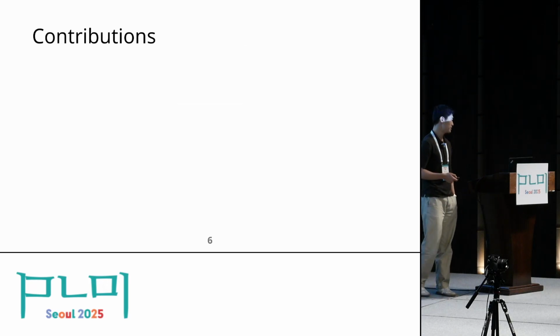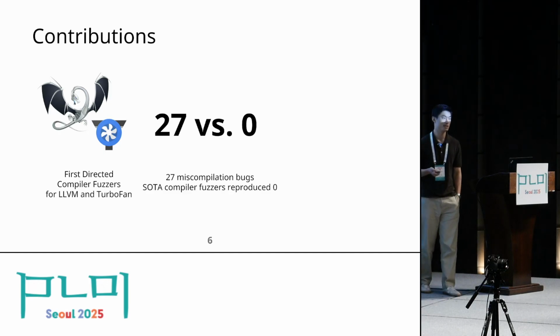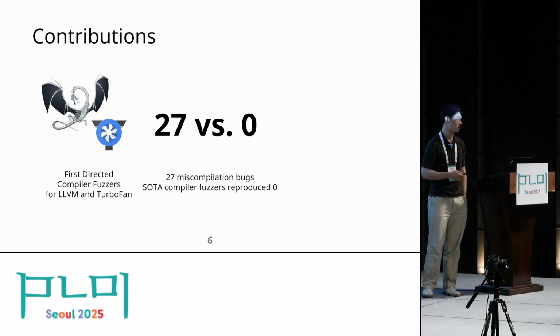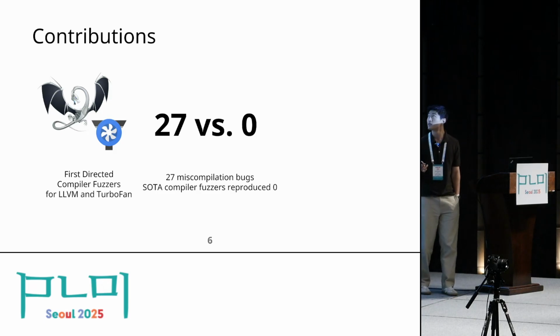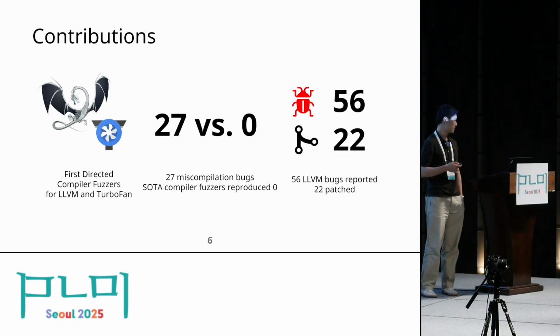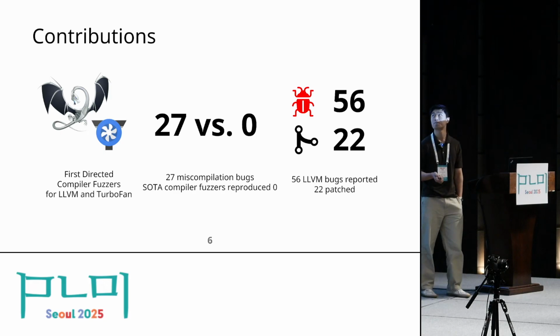So our contribution is summarized as follows. We developed the first directed compiler fuzzer for LLVM and TurboFan. We reported 27 miscompilations in our benchmark, while other state-of-the-art compiler fuzzers failed. And we reported 56 LLVM bugs, and 22 are patched as of today.